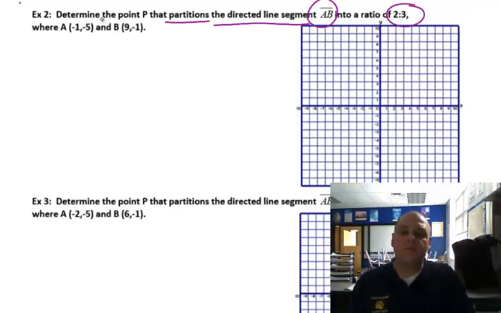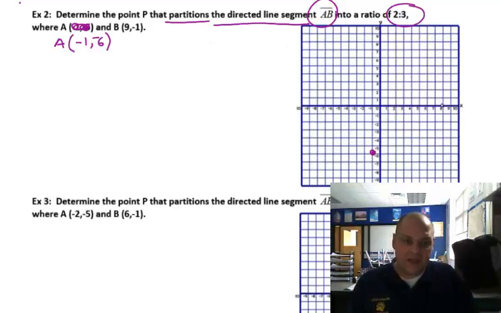Oh, before we do this one, there's a mistake. This is supposed to be -6. A is supposed to be -1, -6. So we're changing A to -1, -6. That's just a typo. All right, so -1, -6. 1, 2, 3, 4, 5, 6.